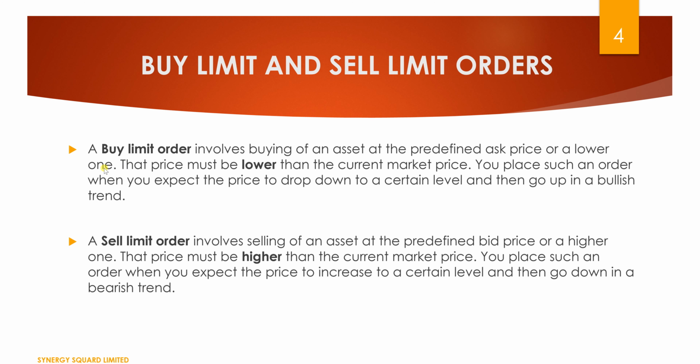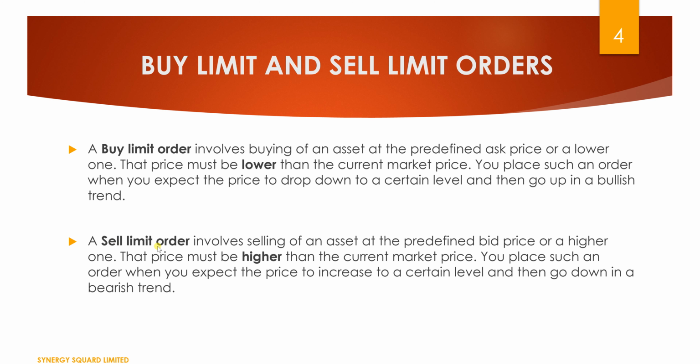Here we say that a buy limit order involves buying of an asset at the predefined ask price or a lower one. That price must be lower. Remember, for buying, it should be lower than the current market price. You place such an order when you expect the price to drop down to a certain level and then go up in a bullish trend.